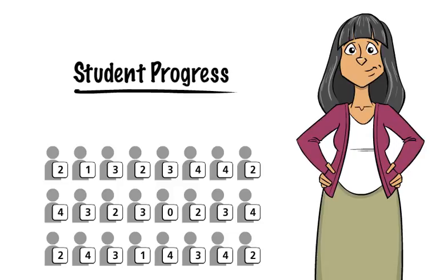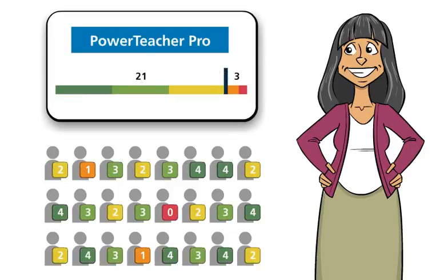You just wrapped up a math unit, so you want to analyze how well your students understood the standard aligned with the assignments. In PowerTeacher Pro, use color-coded graphs and charts to view the distribution of your students' standard scores and to quickly analyze trends between terms. Let's see how it works.